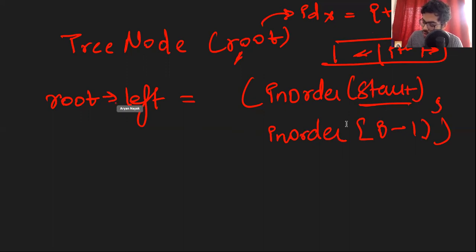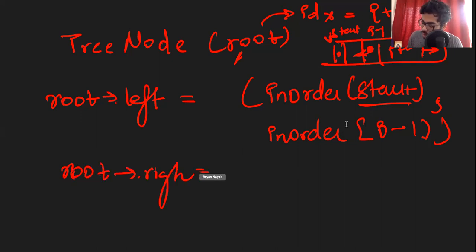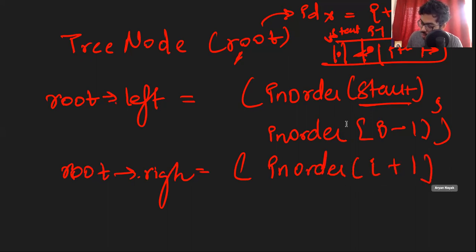So in the root's left, everything starting from the start index to the I minus 1th index, which is here, will be in the left subtree, and everything on the right would be in order I plus 1 to in order end. All right, so that would be the order in which we need to construct the tree.